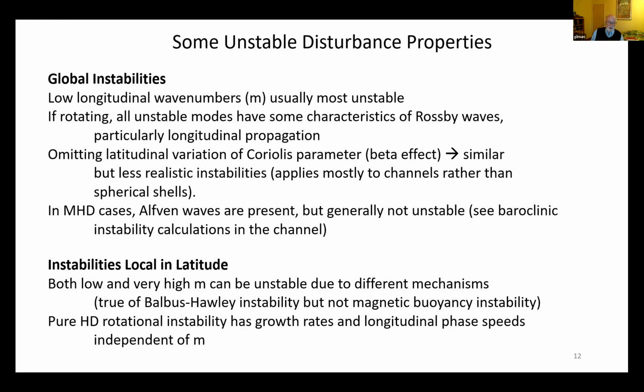For instabilities local in latitude, we're going to learn that both low and very high longitude wave numbers can be unstable due to different mechanisms. In the pure HD, rotational instability has growth rates and longitude speeds that are independent of M, in fact, so they're all unstable.